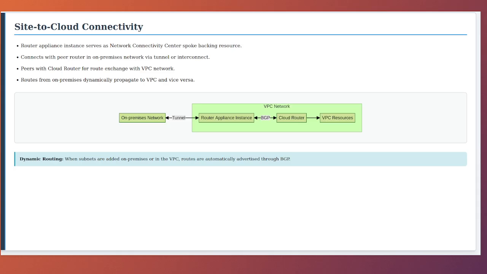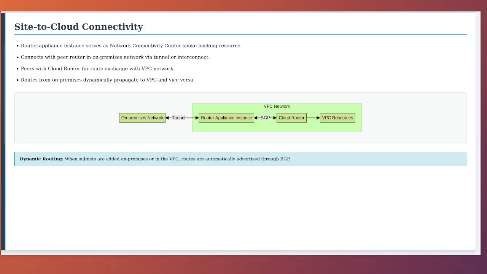In this topology, a Router Appliance instance serves as the backing resource for a Network Connectivity Center spoke. The Router Appliance instance has a dual role. On one side, it connects with a peer router in your on-premises network, typically over a VPN tunnel or dedicated interconnect. On the other side, it peers with a cloud router within your VPC network.